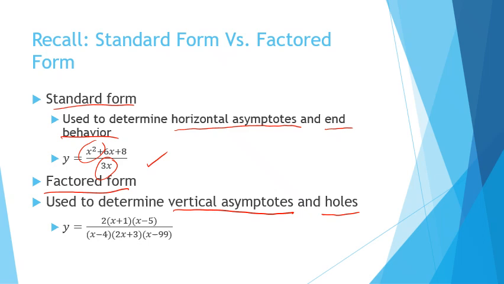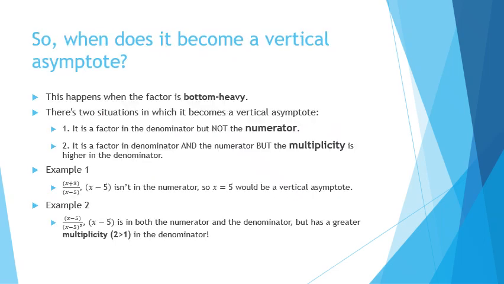But basically, we're going to want every equation either in factored form or in standard form, where we would have to factor it to get it in factored form. All right, so when does a 0 in the denominator become a vertical asymptote versus becoming a hole? Because it's going to become one or the other. And so when a factor, not the degree, but when a factor is bottom heavy, it is going to become a vertical asymptote.